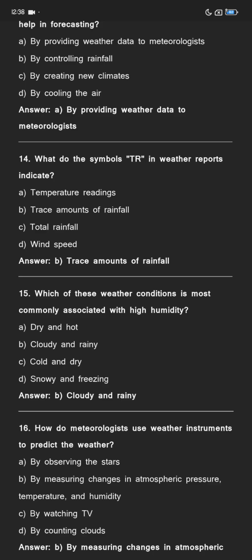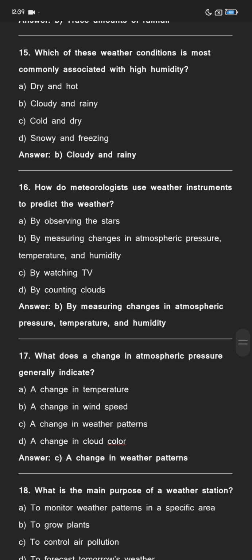What do the symbols TR in weather reports indicate? Temperature readings, trace amounts of rainfall, total rainfall, wind speed. The answer is trace amounts of rainfall. Which of these weather conditions is most commonly associated with high humidity? Dry and hot, cloudy and rainy, cold and dry, snowy and freezing. The answer is cloudy and rainy.